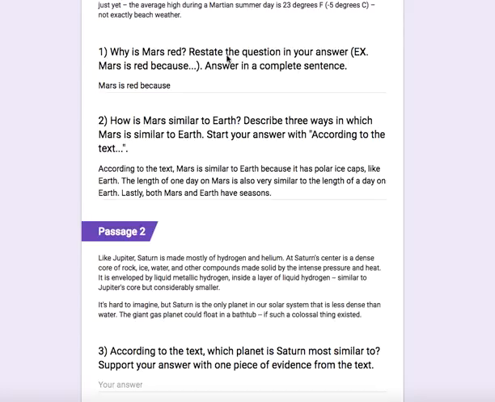So if I told you to use a certain introductory clause or a sentence starter, so Mars is red because, if you didn't do that, then you were not following directions and you didn't get credit for the question, even if your answer was right.